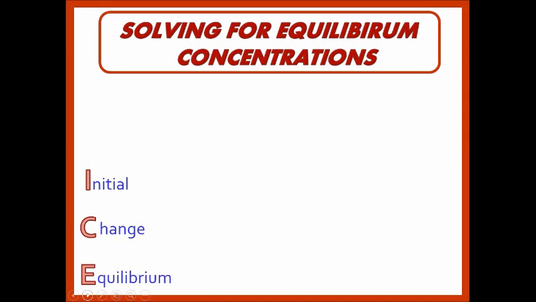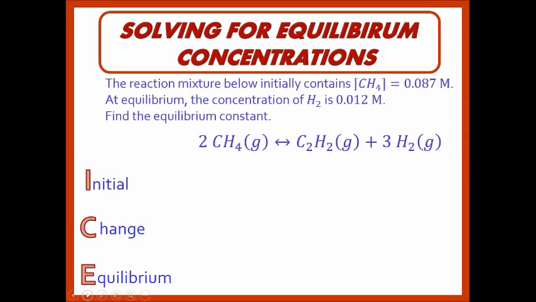In this type of problem, a chemist may know the initial reactant concentrations in the mixture and be able to measure the equilibrium concentration of a reaction component through some experimental method, usually a spectroscopic method. So take the following problem for example. The reaction mixture below initially contains a 0.087 molar concentration of CH4. At equilibrium, the concentration of H2 is 0.012.